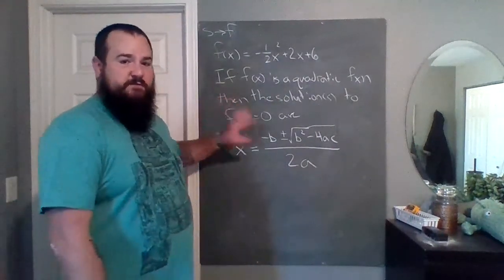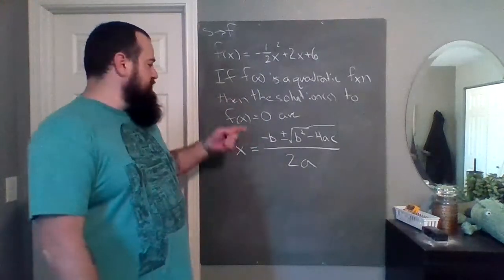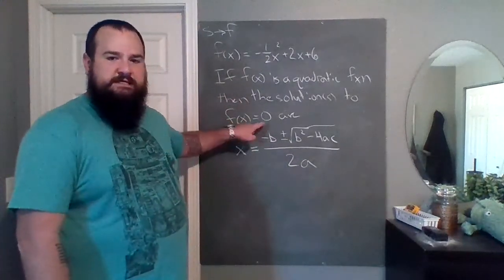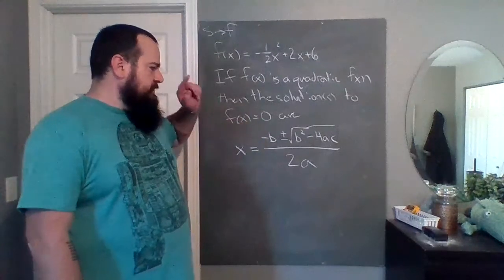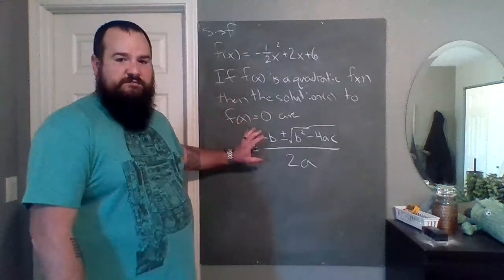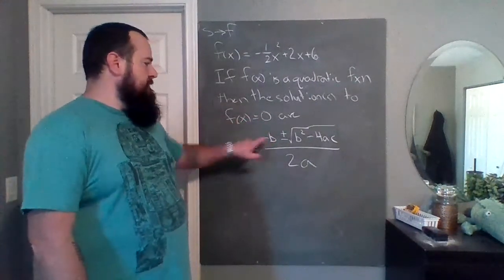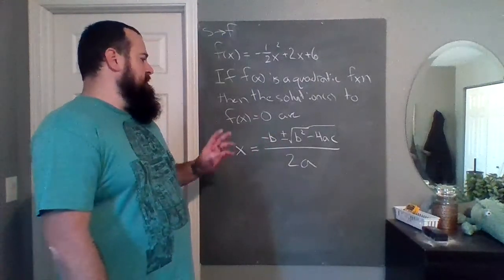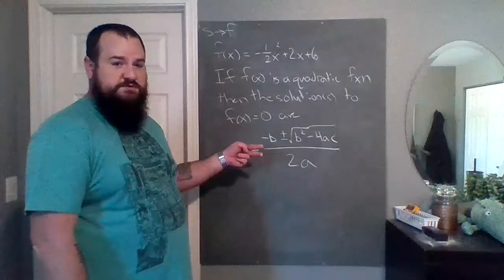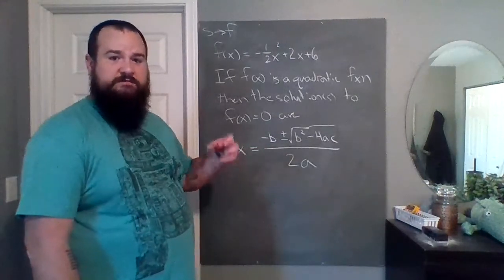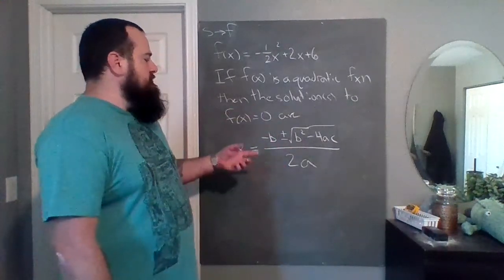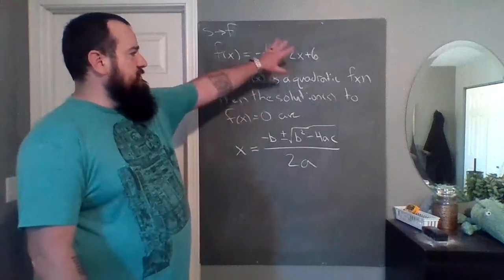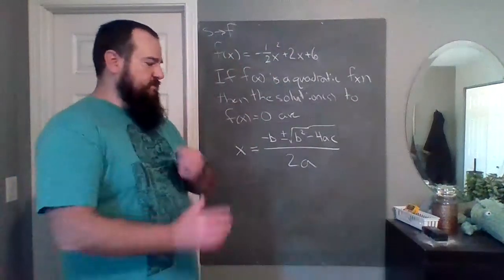This is the only time we're allowed to use the quadratic formula: if we are trying to solve when a quadratic function equals 0. If that's what we're trying to solve, that's our solution. Notice we have plus or minus, so we're going to get two different solutions here. Now, those two solutions are our two roots, our r and our s value. So let's do that on this lovely little equation here.